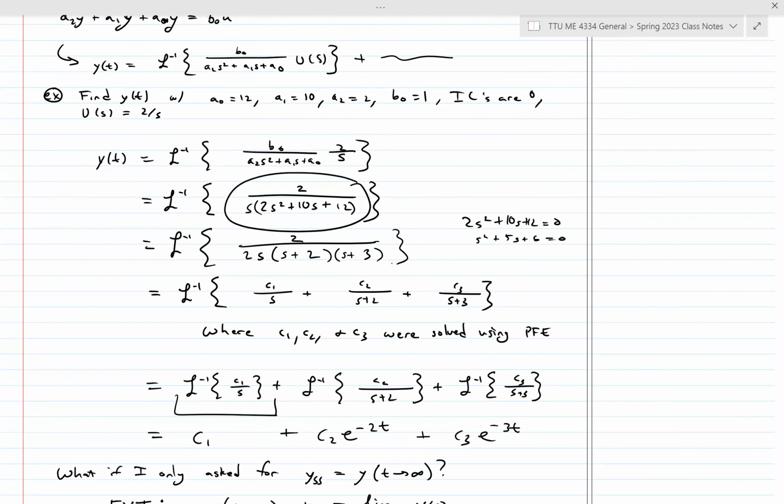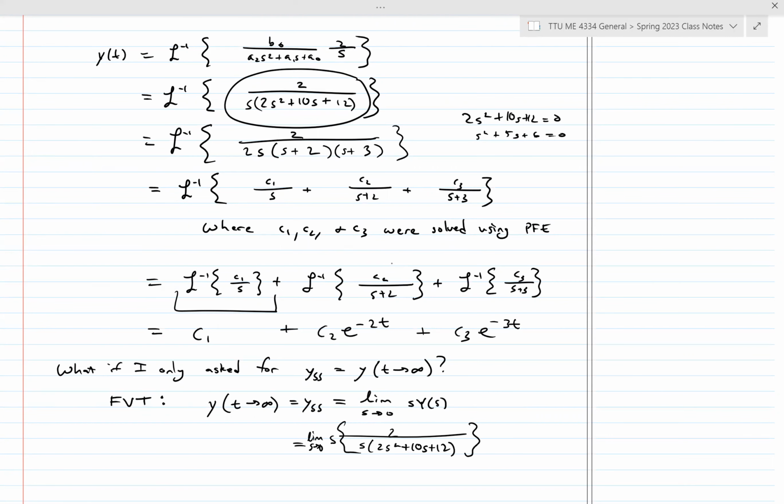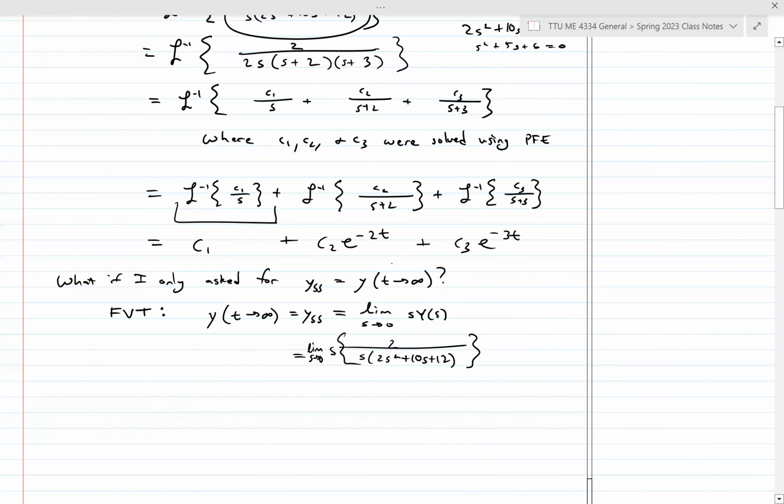we're going to have a 2 over 2s squared plus 10s plus 12, right? And then we had an s on the outside here. We could figure out what this is going to be just by evaluating this using the final value theorem. And that s, very importantly, should be on the inside of these brackets here. So what do we end up with? What is our steady state value for y for this case of u?